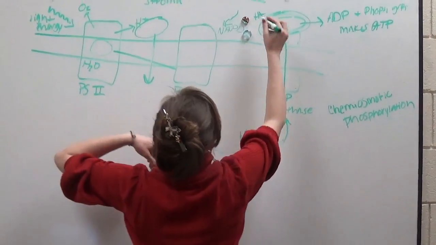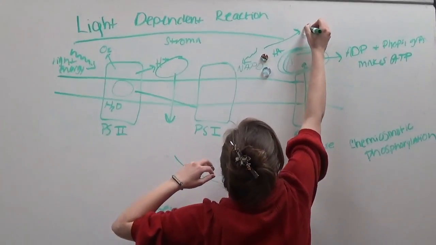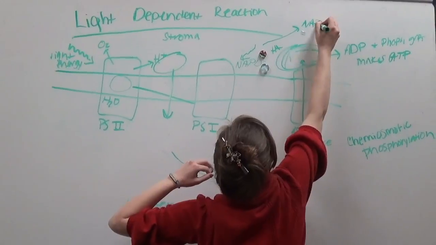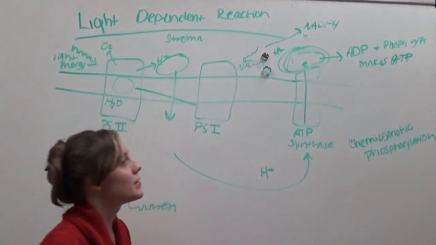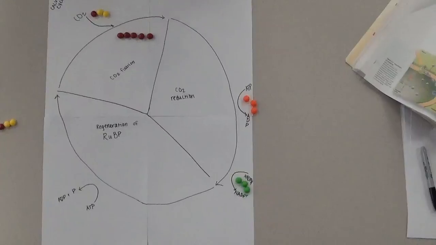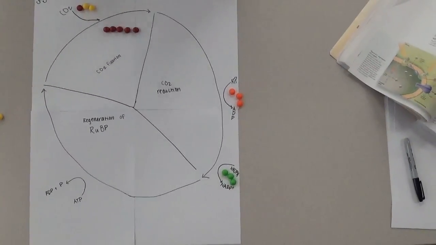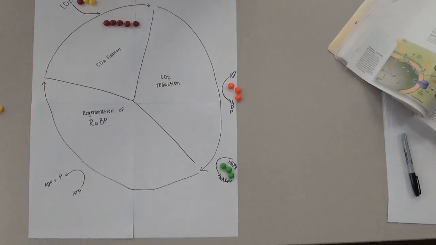And that is going to create NADPH, which is needed for the Calvin cycle. Alrighty, so this is the Calvin cycle, which is the second phase of photosynthesis.